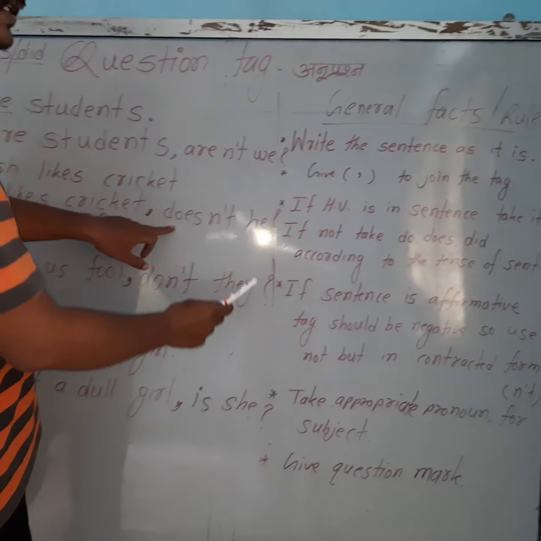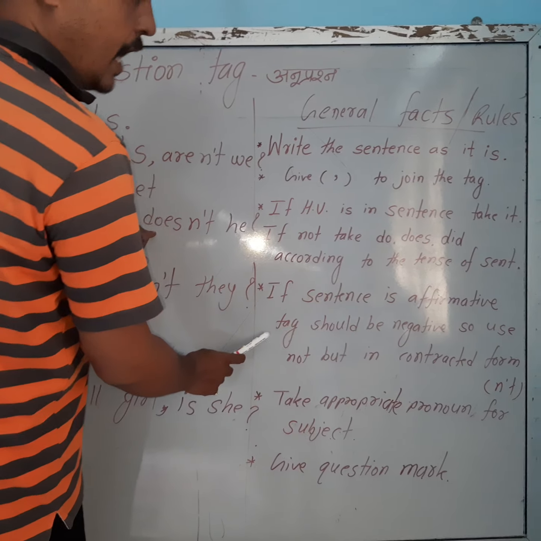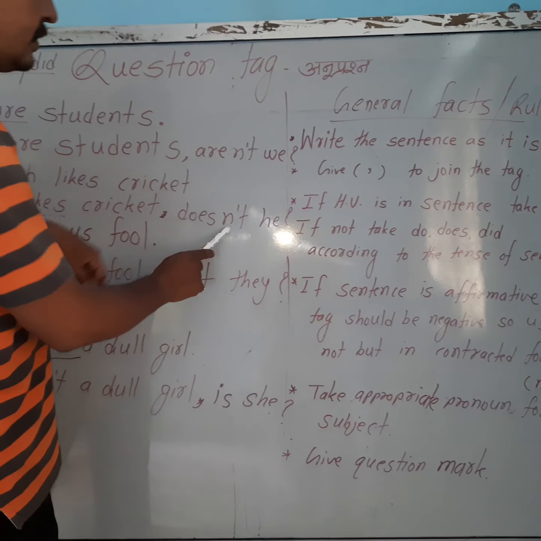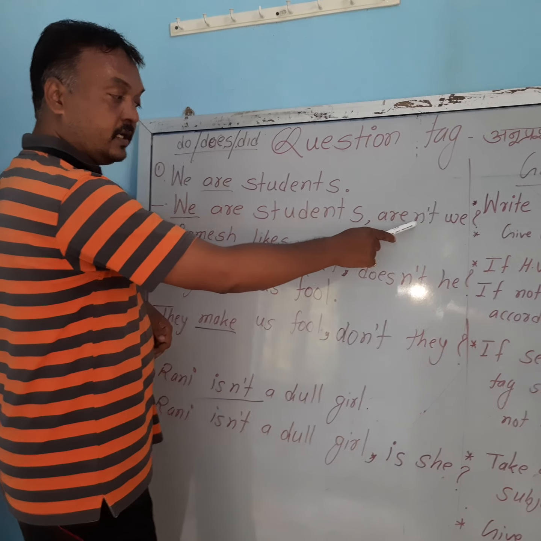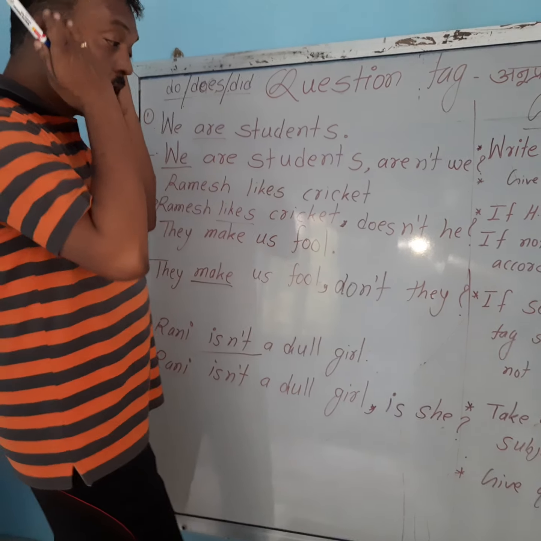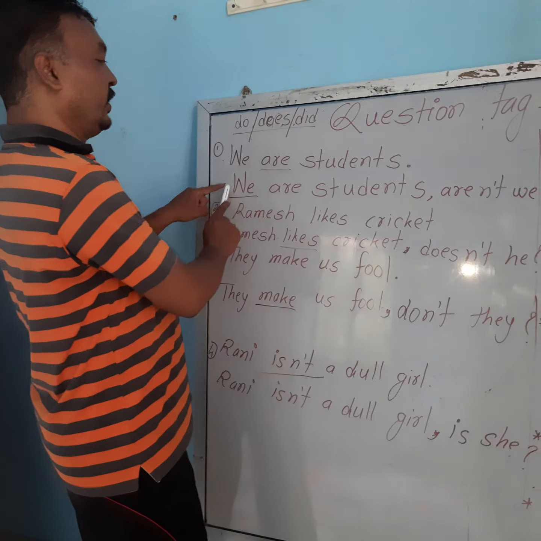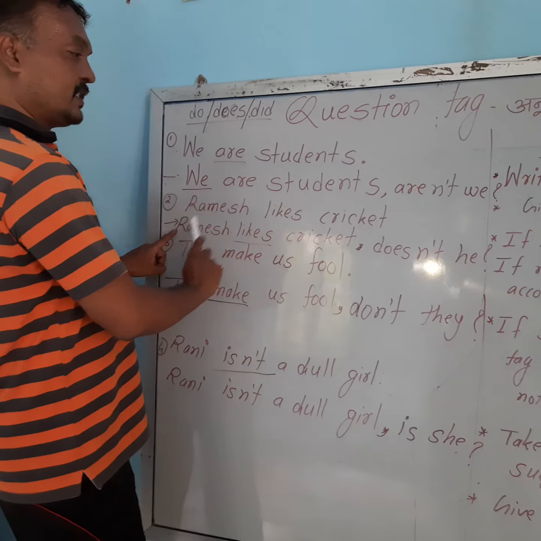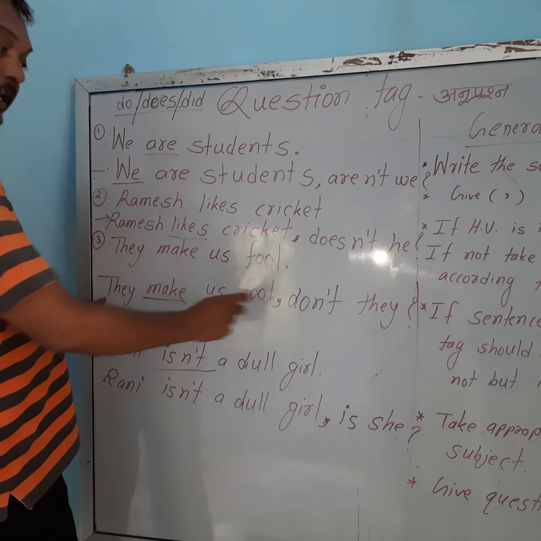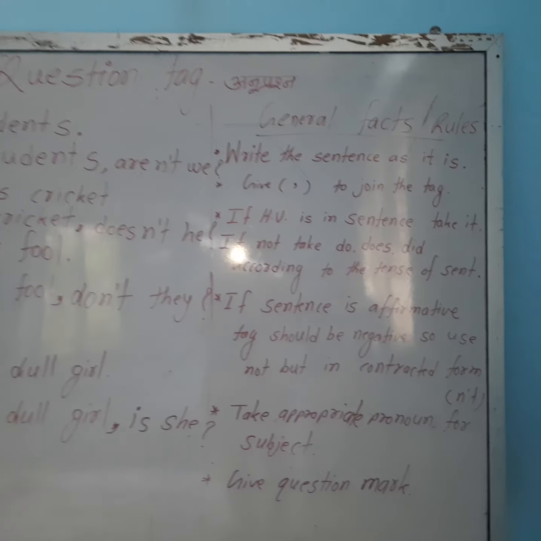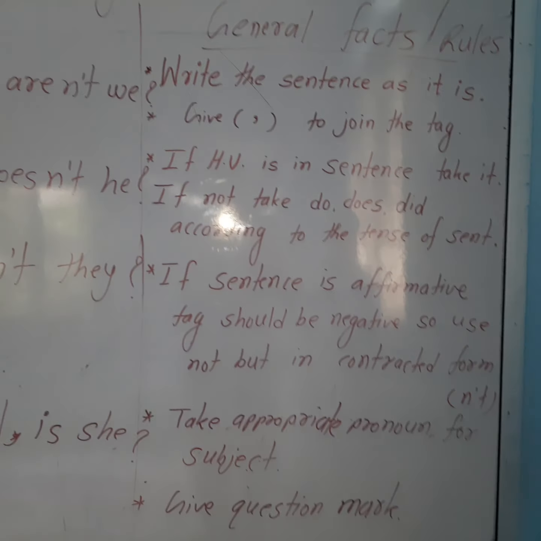If the sentence is affirmative, the tag should be negative. So use not, but in contracted form, that is doesn't, aren't, don't. Then next, take the appropriate pronoun for the subject. We, he, they, she. And at last, give the question mark.